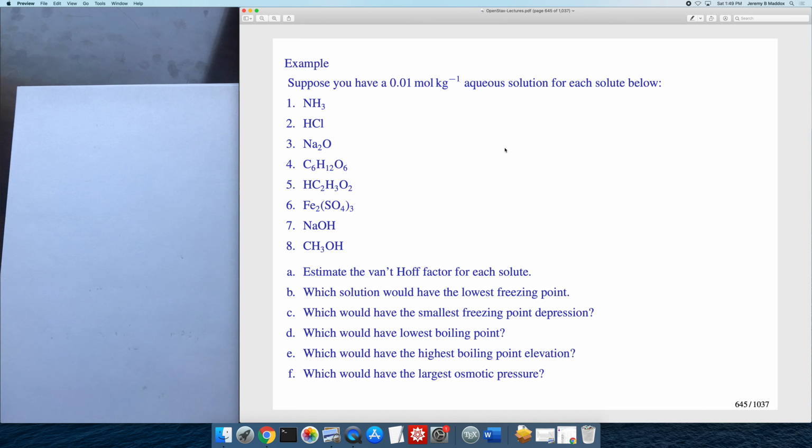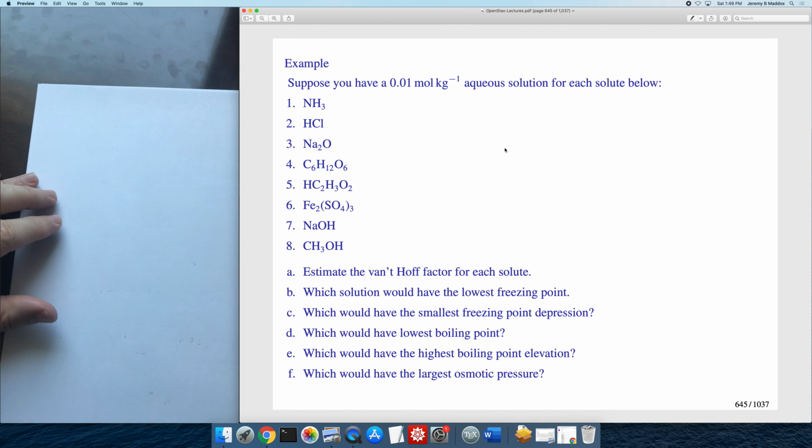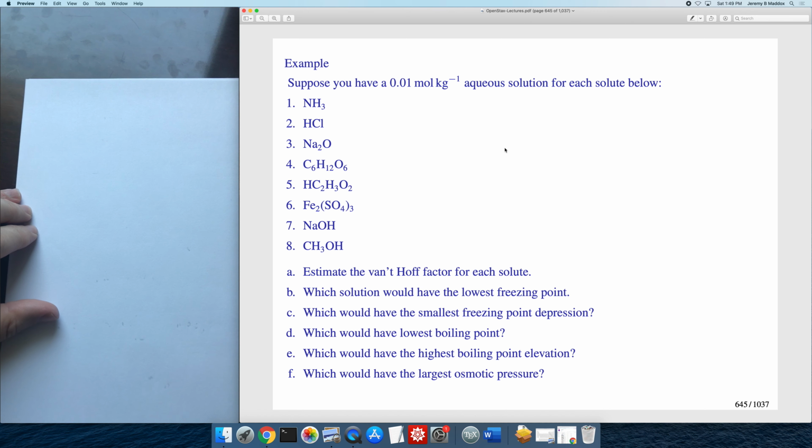So what we're to do here is to figure out for problems 1 through 8, we're supposed to estimate the Van 't Hoff factor for each solute. And given that the molality of each solution is the same, we want to determine which one would have the lowest freezing point, which one would have the smallest freezing point depression, which one would have the lowest boiling point, etc. So for all of these compounds, what we're going to do is try to figure out what the Van 't Hoff factor is.